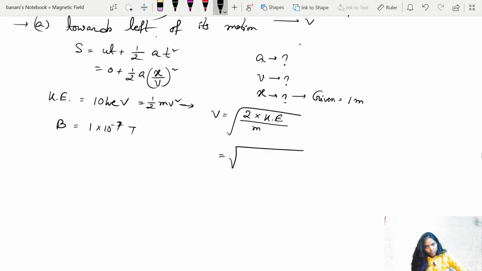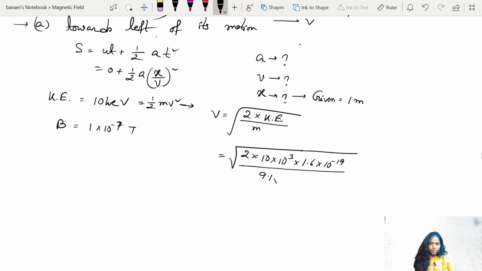So v is equal to root under 2 into 10 kilo electron volt. So we have to convert it into joule. 10 into 10 cube, that means it comes in electron volt. From electron volt to joule, 1.6 into 10 to the power of minus 19, divided by the mass of the electron, and the mass of the electron we know is 9.1 into 10 to the power of minus 31 kg, in SI unit. So this is the value of v.